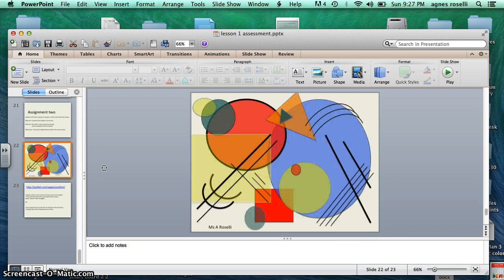So here is my sample of a Kandinsky in the line, shape, and colors that he might have used to make a computer generated art for a PowerPoint slide had he had the opportunity to use computers.